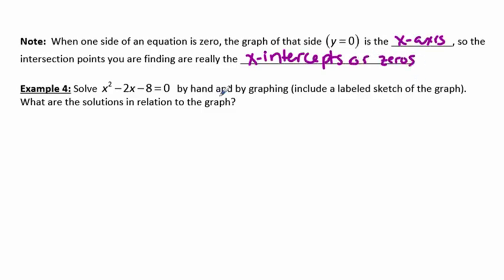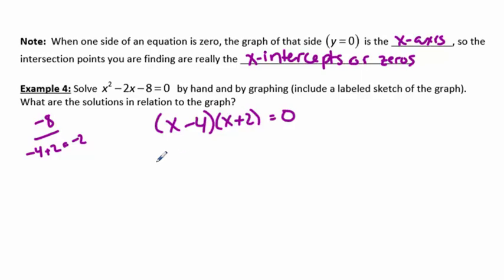In example 4, we want to solve the equation x squared minus 2x minus 8 equals 0 by hand and by graphing. Solve it by hand first. This equation is factorable. If you take negative 8, since it's negative, you want one positive and one negative. Let's break that into negative 4 and a positive 2, which add to negative 2. So it's going to work for factoring here. This will be x minus 4 times x plus 2 equals 0.